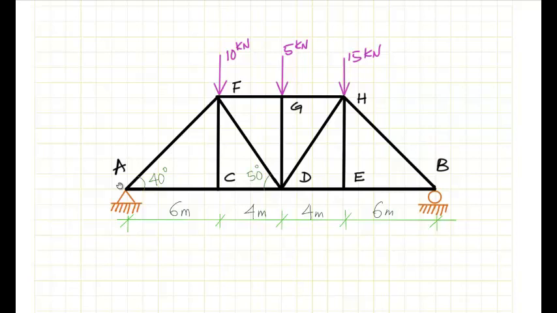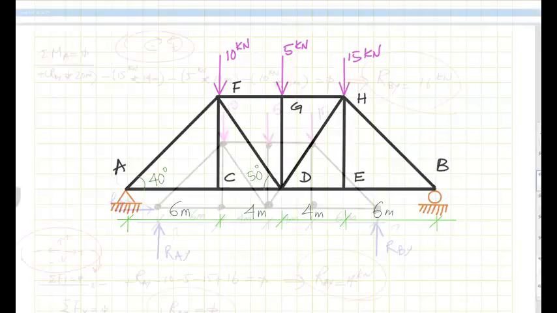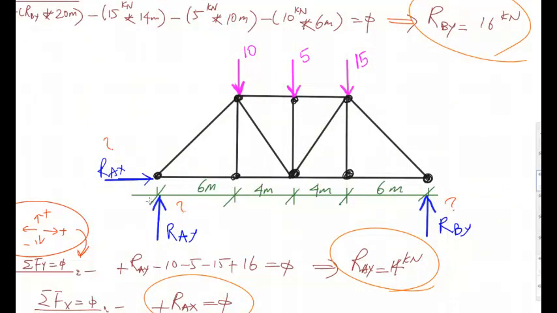First step is we need to calculate the reaction at support A and support B, and we do this by taking the moment about support A, because support A has two unknowns, as you can see here, and by doing so we'll be able to calculate the reaction at B, which is called RBY, and the value of which is 16.